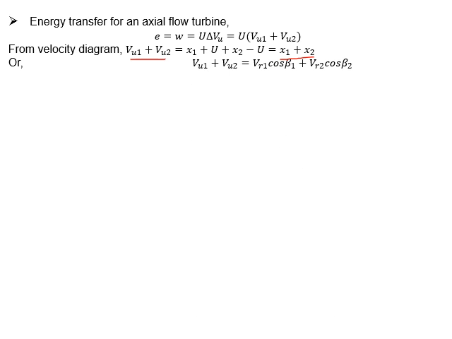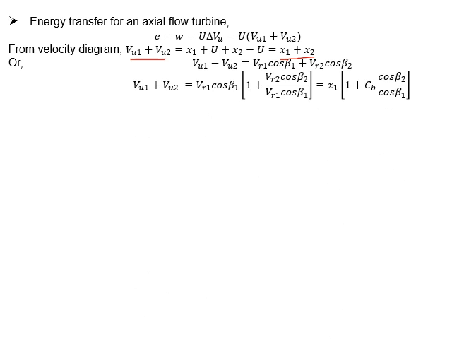Now VU1 plus VU2 is written with x1 equal to VR1 cos beta 1 and x2 equal to VR2 cos beta 2. So VU1 plus VU2 is equal to VR1 cos beta 1 plus VR2 cos beta 2. Now take VR1 cos beta 1 outside: 1 plus VR2 cos beta 2 by VR1 cos beta 1. Here VR1 cos beta 1 is equal to x1, and the remaining terms remain as they are: 1 plus VR2 by VR1 times cos beta 2 by cos beta 1. VR2 by VR1 is called the blade coefficient, taken as CB, where CB is the ratio of VR2 to VR1, called the blade velocity coefficient.